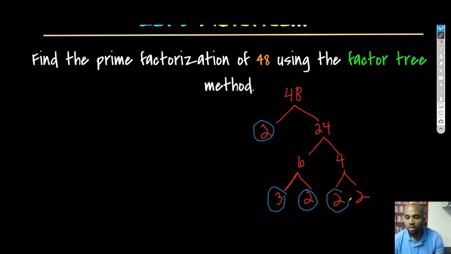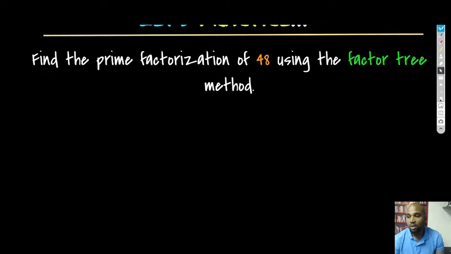So now, if someone asks me, what is the prime factorization of 48? I can tell them it's 2 times 3 times 2 times 2 times 2. So I got four 2's and one 3. If you multiply all those prime numbers, you get, you guessed it, 48. There's one other way you can use that you may enjoy and like better.